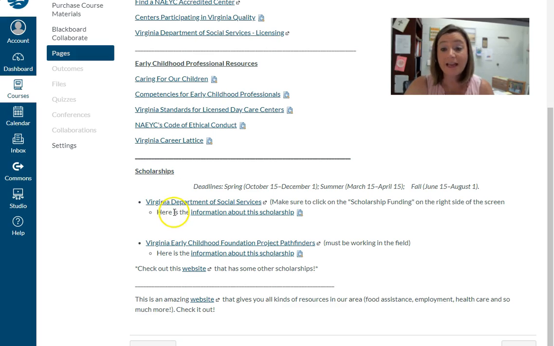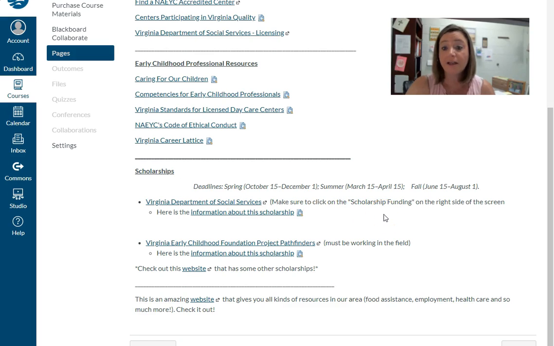So you always have to go through this one first, and this is open to any person who is pursuing any type of credential in early childhood. So if you're looking at going for our first career study certificate, which is 12 credits, or you're looking at going for the degree, it doesn't matter. As long as you are taking classes in the early childhood field, you are eligible for this scholarship. So this is the website that you need to go to.